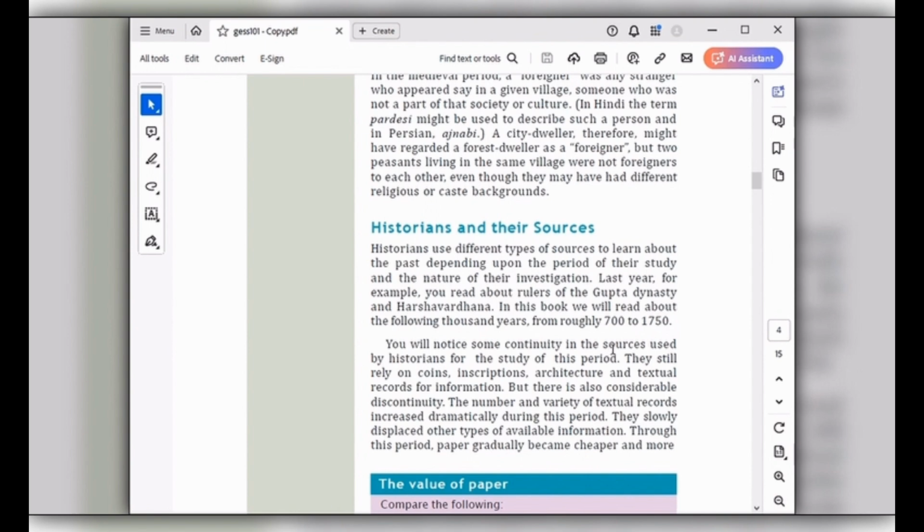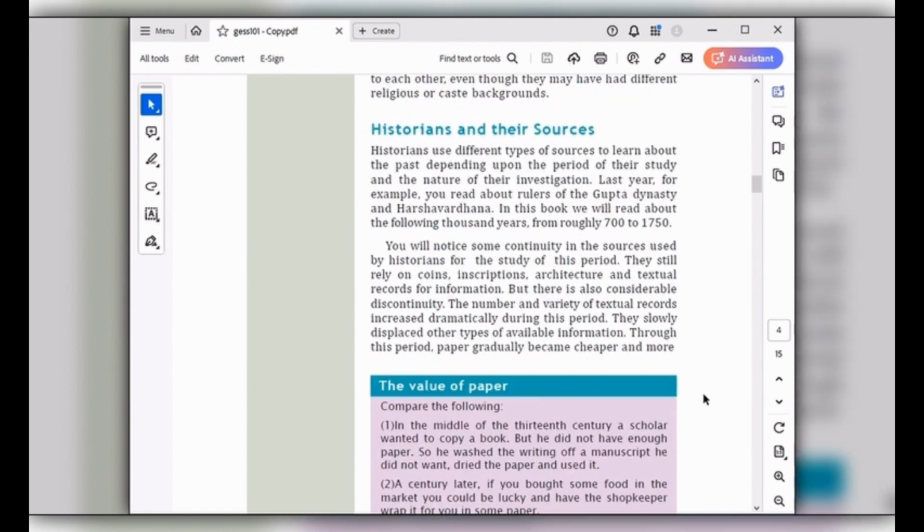You will notice some continuity in the sources used by historians for the study of this period. They still rely on coins, inscriptions, architecture, and textual records for information. But there is also considerable discontinuity. The number and variety of textual records increased dramatically during this period. They slowly displaced other types of available information.